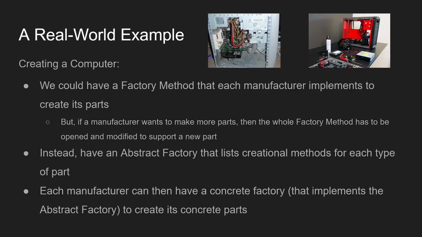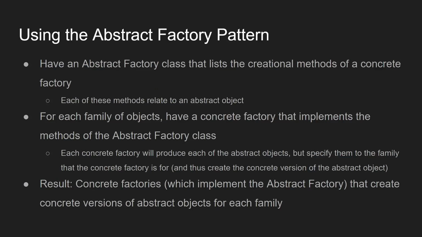To use the abstract factory pattern, start off with a list of abstract objects and families for these abstract objects. Specify concrete classes from the abstract objects for each of the families. Now we have the concrete objects that we need to be able to create. Create an abstract factory class that lists the creational methods of a concrete factory. Each of these methods maps to each abstract object.